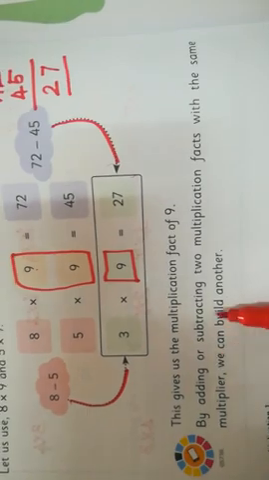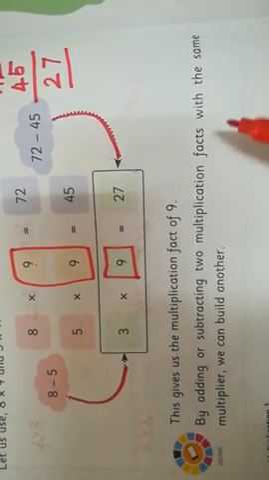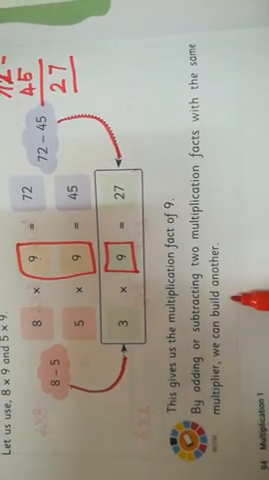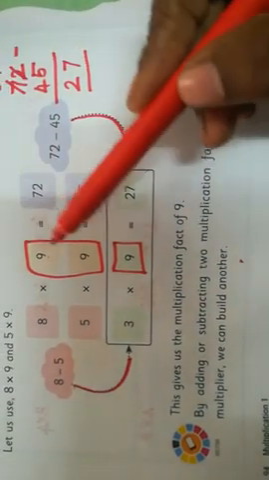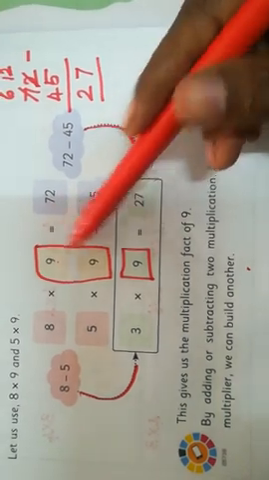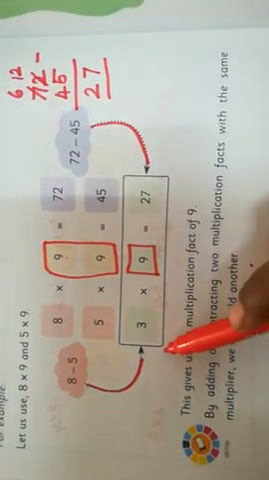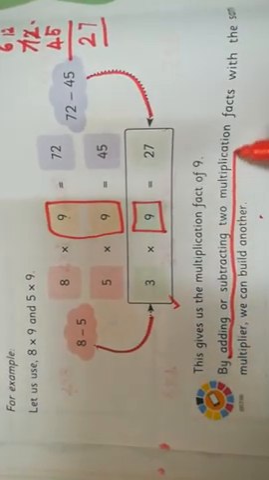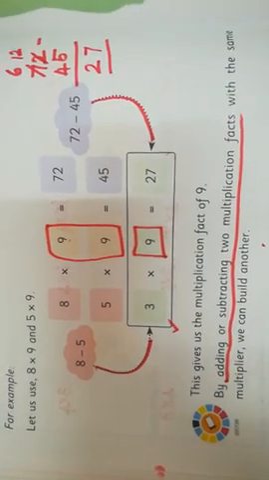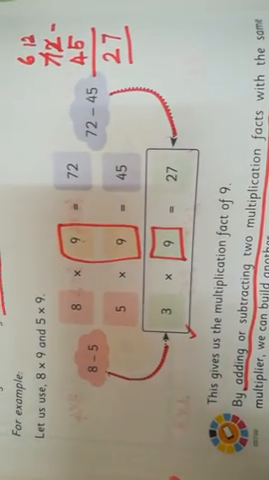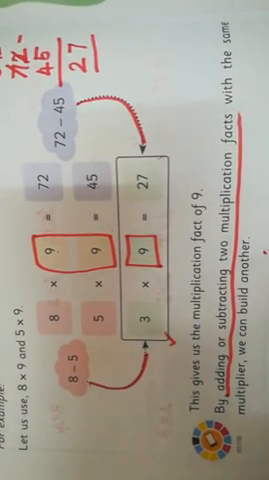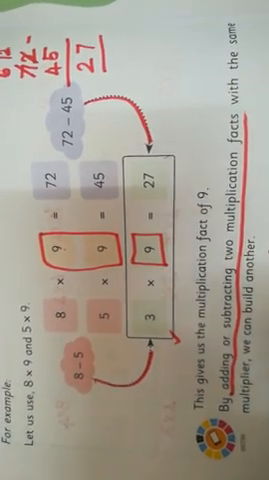By adding or subtracting two multiplication facts with the same multiplier, we can build another. We can use the same multiplier to get another multiplication fact of the same number by adding or subtracting two multiplication facts. Like that we can get any multiplication fact of numbers. Hope you all understand, children.